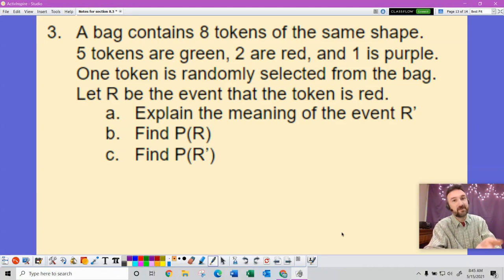So the reason I did that is because in problem number 3, they specifically mention that notation. So in part A, explain the meaning of the event R apostrophe. In other words, not R. Okay, so you have to try and describe that and be clear in your explanation.